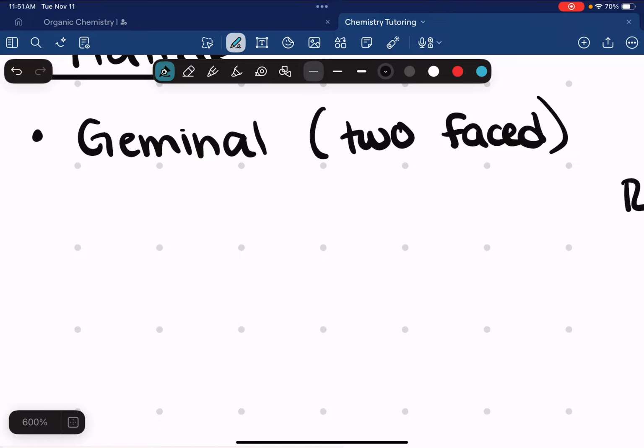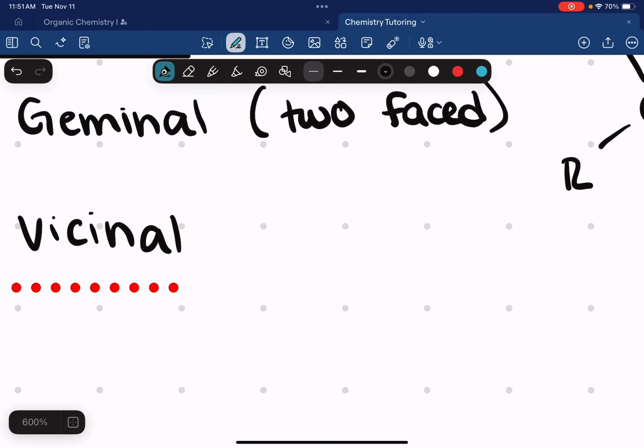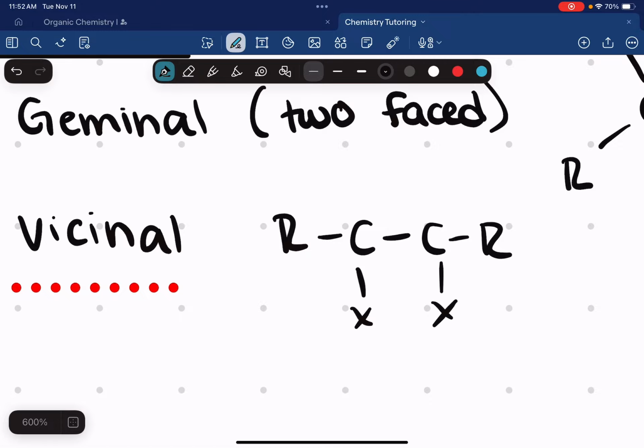And then you've got vicinal, which is, they're just neighbors. They're next door neighbors. You got an X here and an X here. It's not on the same carbon, but it's on the adjacent carbon. So they're next door neighbors.